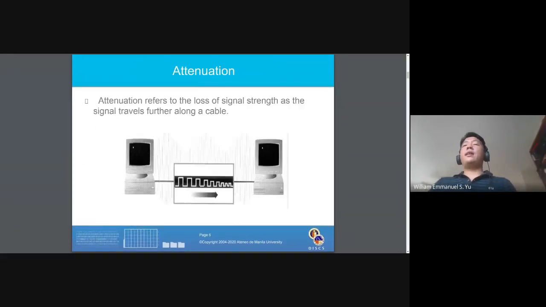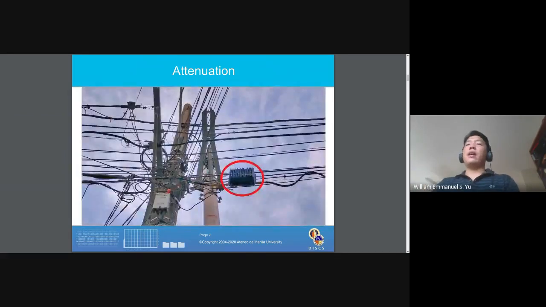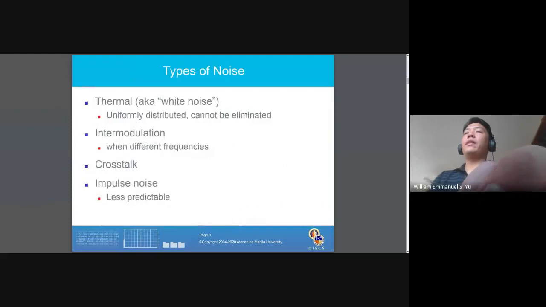Okay, and this is just a description of each. Attenuation is over distance, right? That's why there are repeaters. So I took this picture of my neighborhood electric post. You will see here, this is an example of a repeater. The cable comes in one end, cable comes in the other end. There's no other reason for this box, right? Except that it amplifies the signal, right? So this is an example of a repeater in real life.